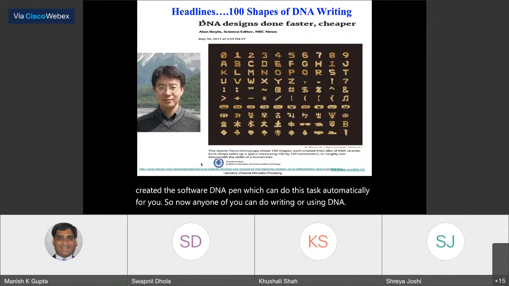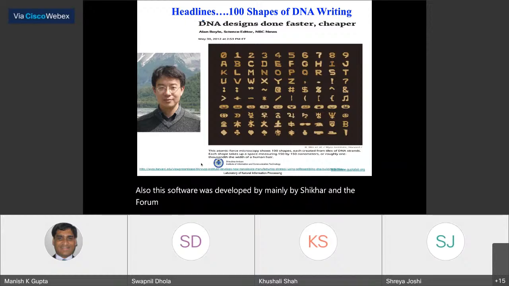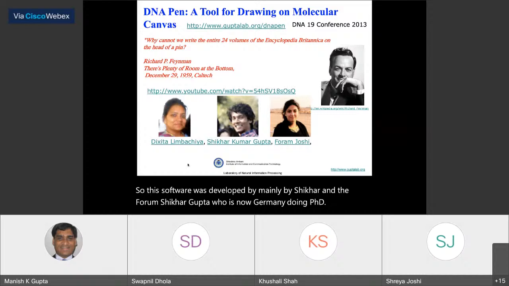This software was developed mainly by Shikhar Gupta and Forum. Shikhar is now in Germany doing a PhD. So Shikhar and Forum were the main people who developed DNA Pen, a tool for drawing on multiple canvas. The software is available from our page. You can download it and use it for writing different things at the nano scale.